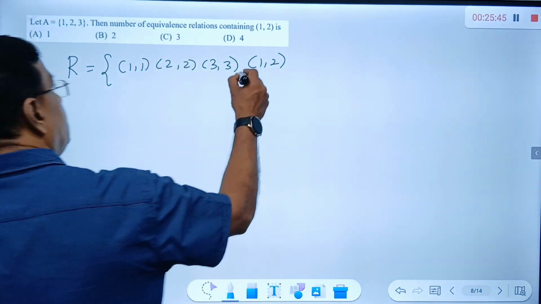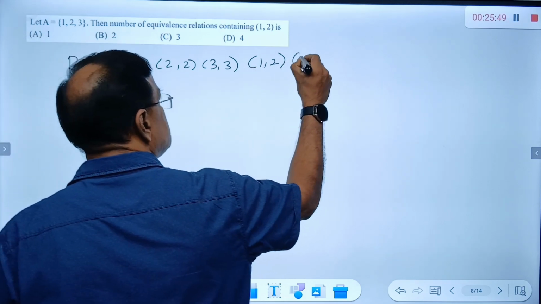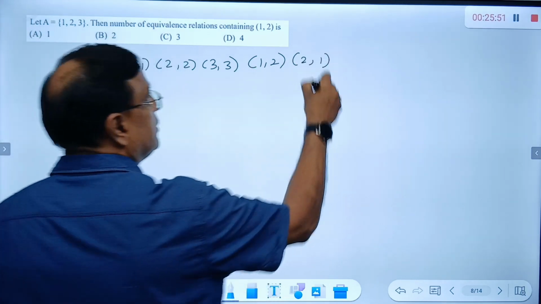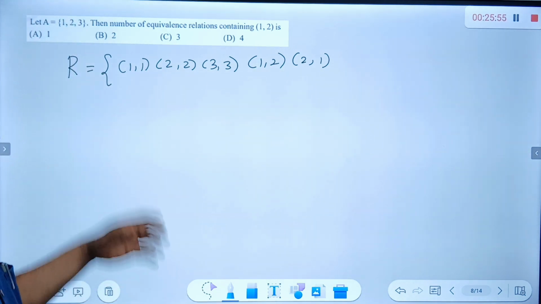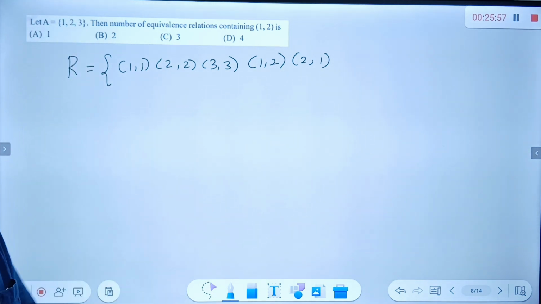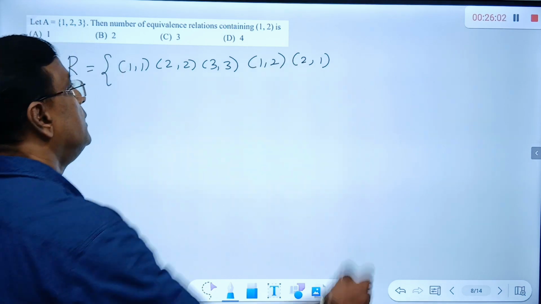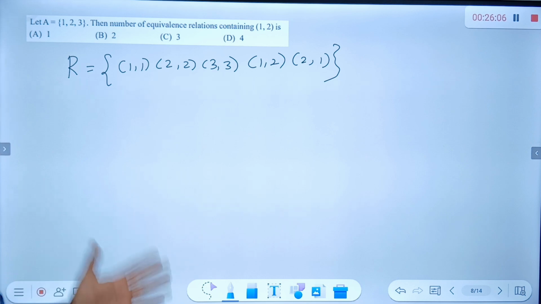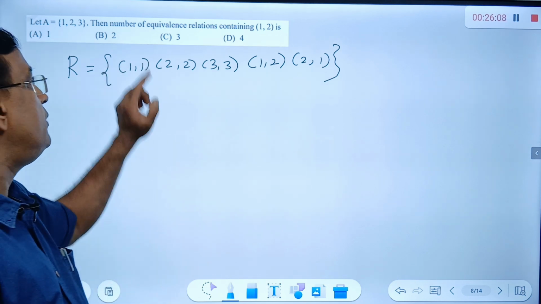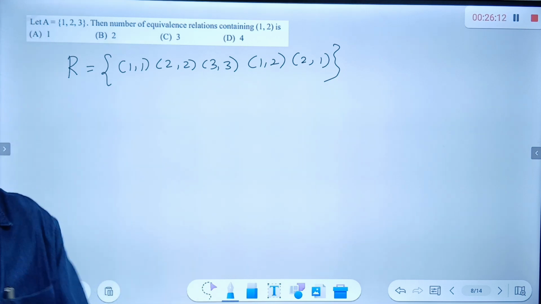If you had 1 comma 2, it cannot be symmetric. So to make it symmetric, I will add 2 comma 1. Correct? Now, is it reflexive? Yes. Is it symmetric? Yes. Is it transitive? 1, 2, 2, 1, 1, 1. Yes, perfect. This is an example of a relation which is reflexive, symmetric and transitive. So it is an equivalence relation which has 1 comma 2 in it. Definitely 1 comma 2 must be part of the set.